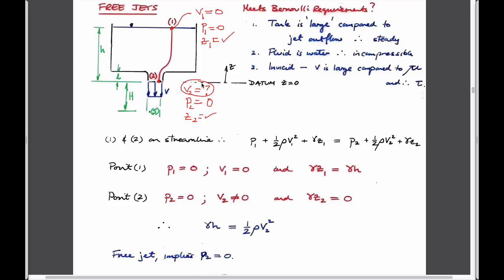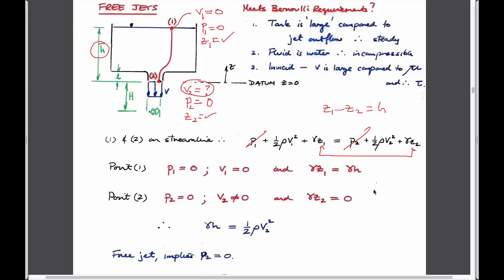And so we can write Bernoulli in terms of that, and I won't go through it. You can work it out for yourself. Well, it's written here. So what do we get rid of? Pressure 1 is 0. Pressure 2 is 0. We know the elevations at these 2 points, so we can write the difference in those elevations. And we're just going to write Z1 minus Z2 is equal to H. And so we have that.